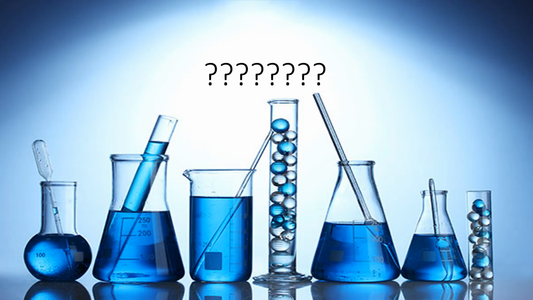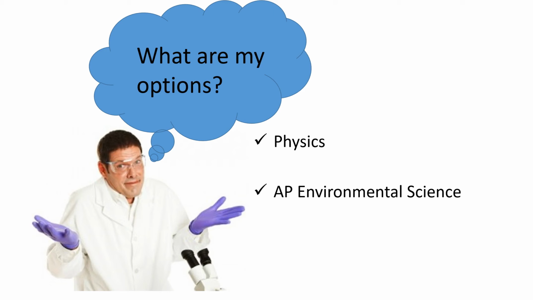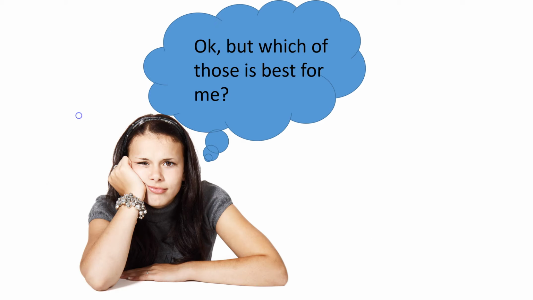You are nearing the end of your time in middle school, and it's time to start thinking about which courses you would like to take for your first year of high school. And one of the questions you might have is, which science class should I register for? So, the options that you have available to you are physics, AP Environmental Science, or physical science in agriculture.